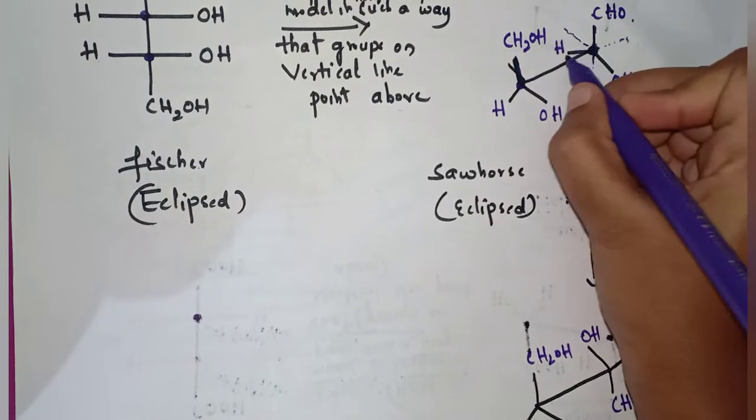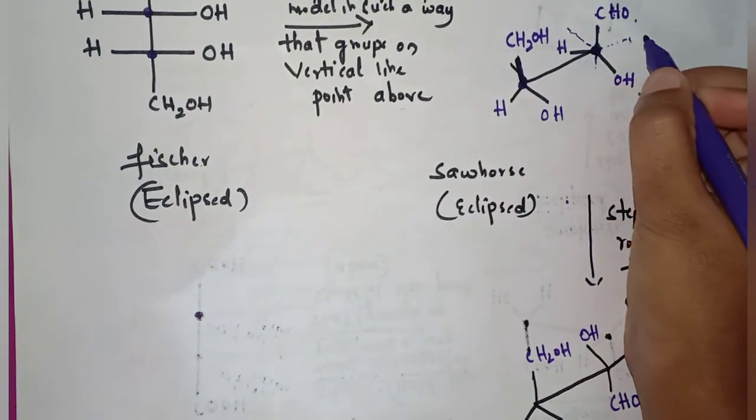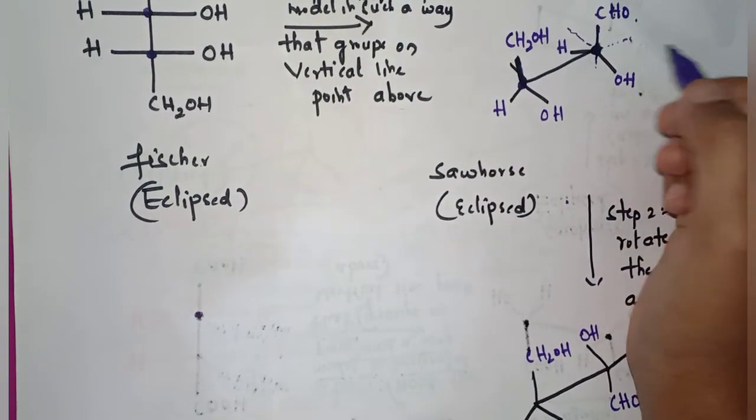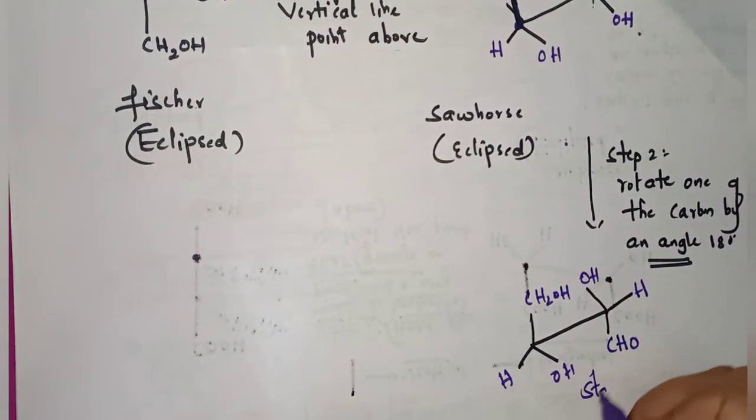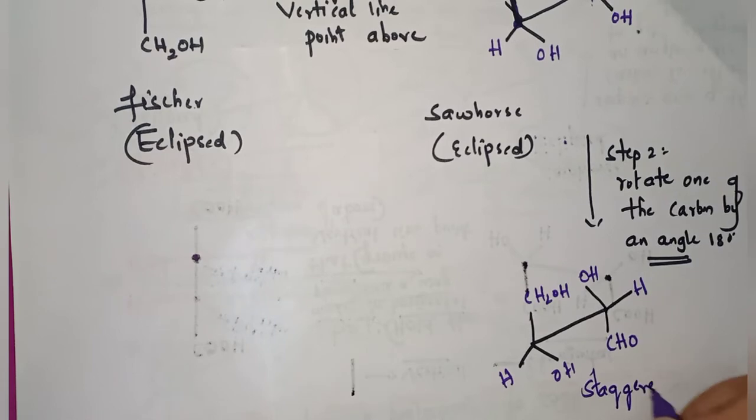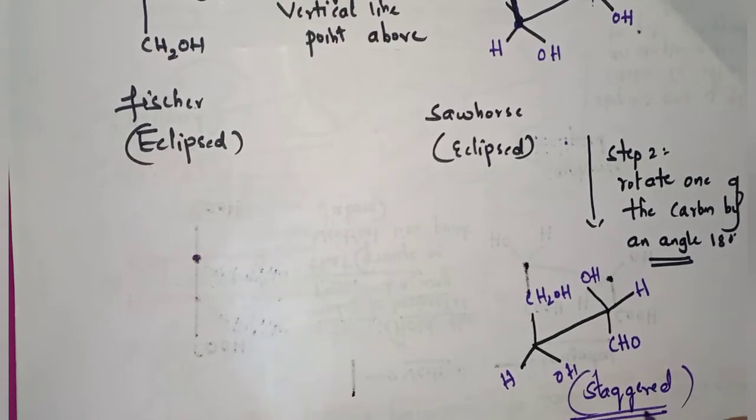See here, this is the opposite position for this. 180 degrees means exactly opposite for this, that is, half a circle. So now we have got the staggered form of the Sawhorse. This is the conversion of Fischer projection into Sawhorse.